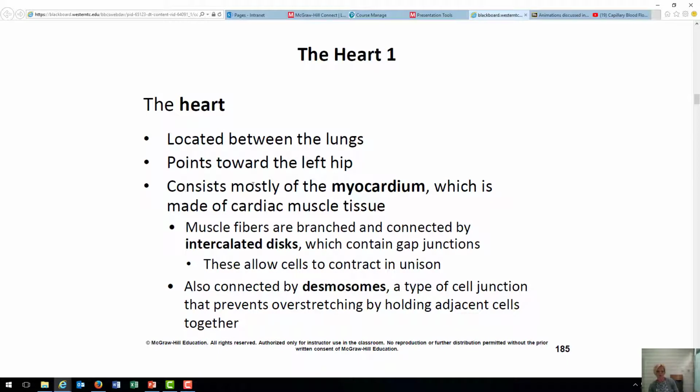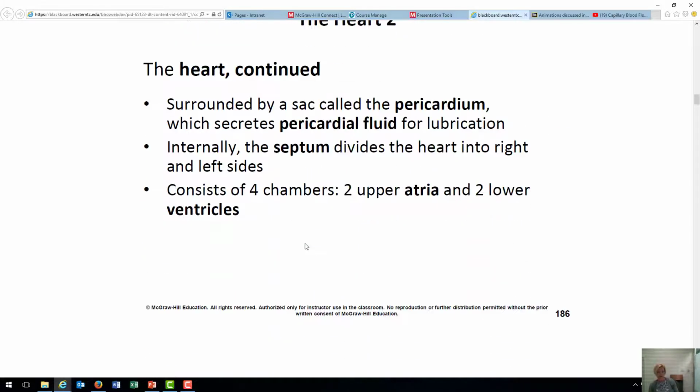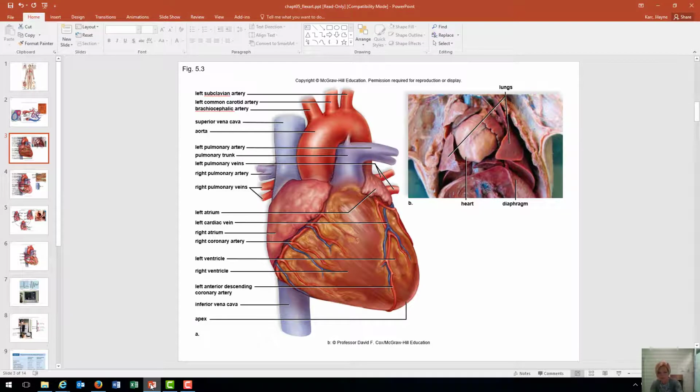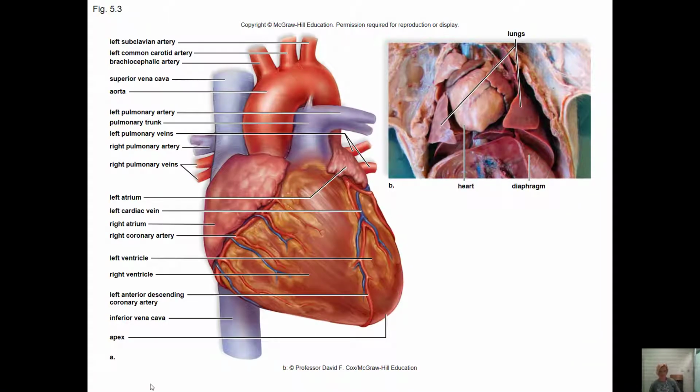So the heart is a muscular pump. So we talk about the heart being mostly myocardium, which just means cardiac muscle tissue. And it is a two-sided pump. It has 4 chambers. And I'm going to go back to some of the photos that we have for this chapter. So this is a nice external view of the heart.